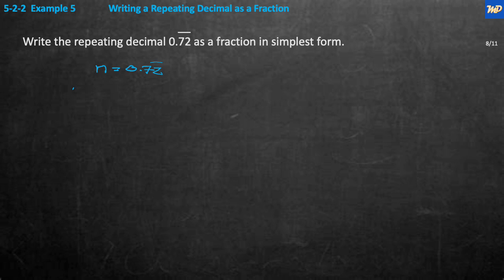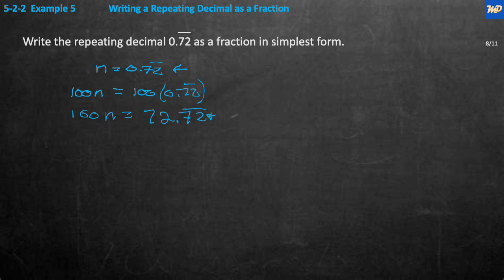So I'm going to say 100 times n is equal to 100 times 0.72 repeating. And that's going to be 100n is 72.72 repeating. Okay? Now you see I multiplied this by 100. Now I have an integer value out here. So now n is equal to 0.72 repeating, and here's 0.72 repeating right here. Okay? So I want to get rid of this piece.